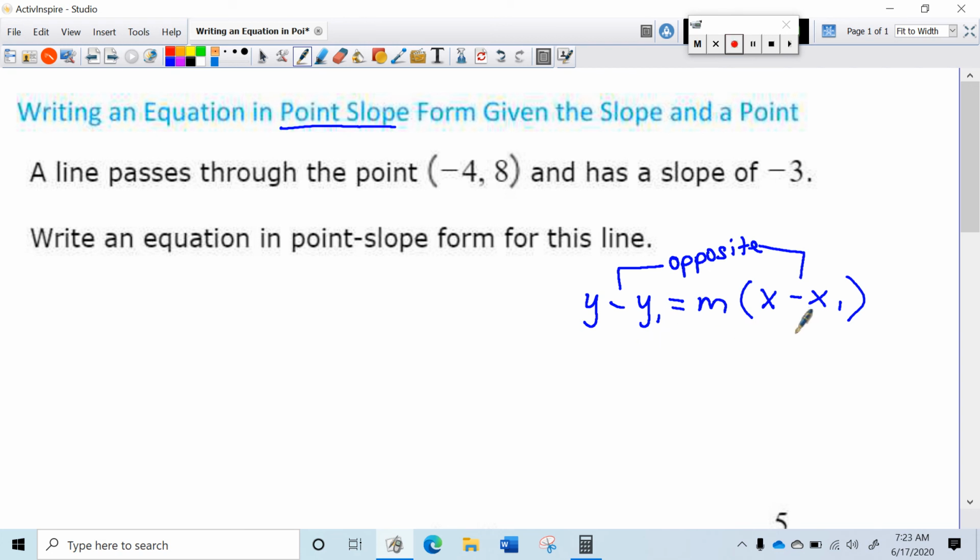This has a 1 here because it's related to the point that they give you. So this is alphabetical order here, and because that's a given point, you put a 1. And then the m is the slope.